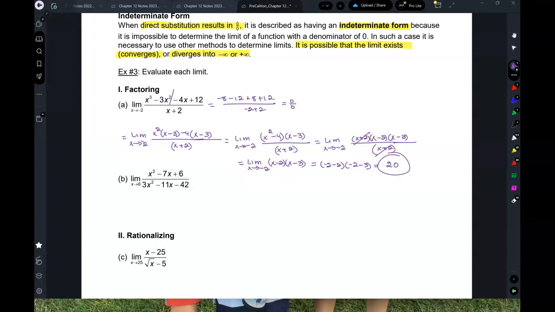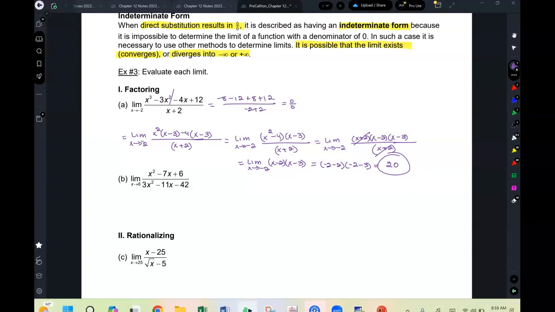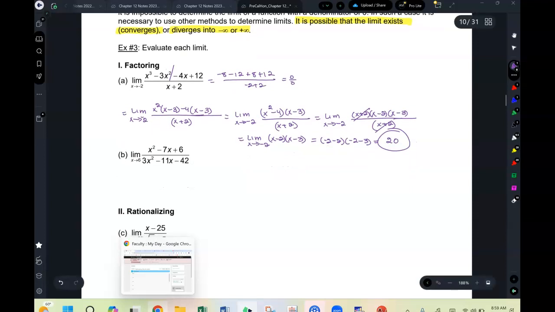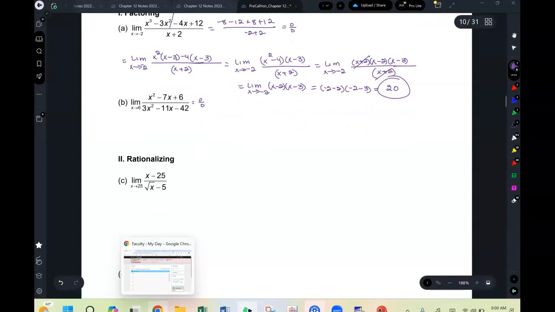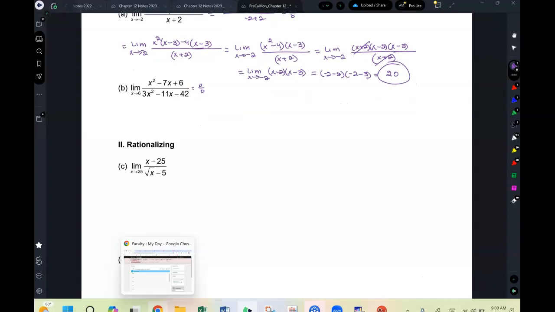So as x approaches negative 2, the y values are approaching 20 from both sides. You don't have to do the first step, or... I mean, you should, to test. So this one, for example, will be 0 over 0. So you have to test it.